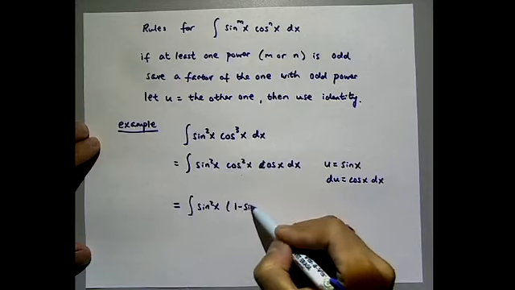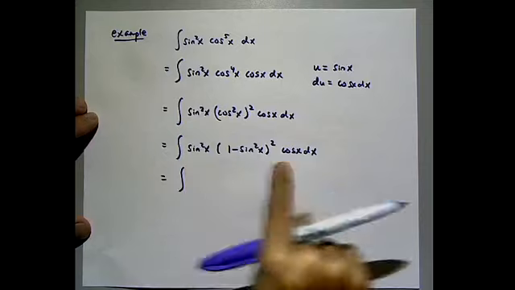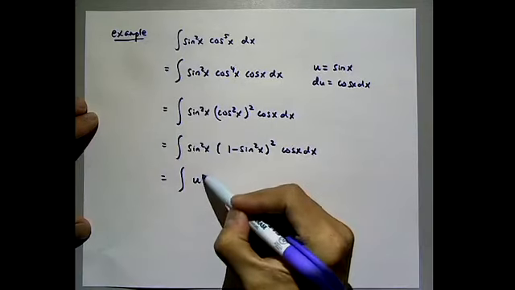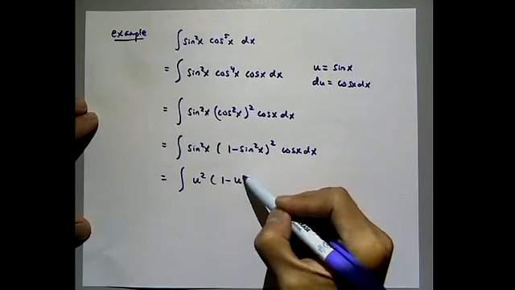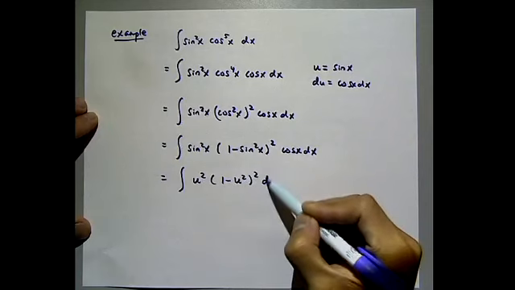Then for cosine to the fourth, think of it as cosine squared squared. And we know what to do with cosine squared. It's 1 minus sine squared, and then squared again, right? And now we make our change. U squared, 1 minus u squared, then squared, du.